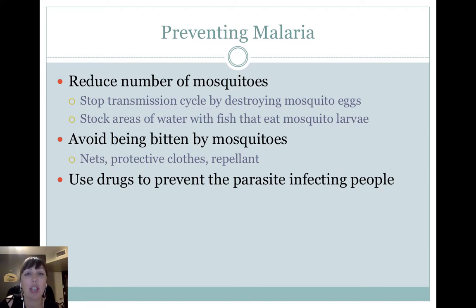I often, when I travel, take an anti-malarial drug. It's just not the best because it often makes you have really crazy dreams. It makes you really tired. It can make you really emotional. There's a lot of side effects to them, but the side effects are still preferable to malaria, right?